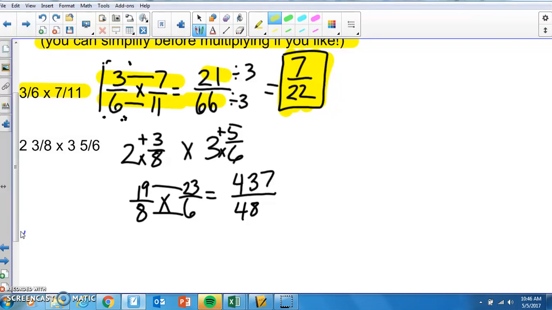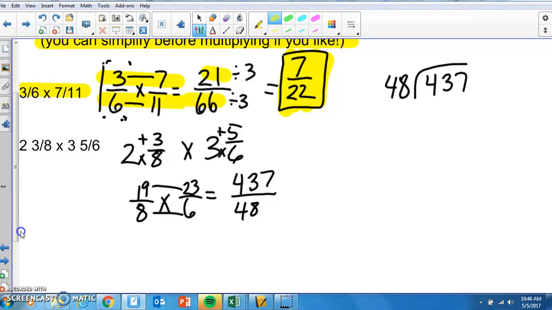So we want to make that mixed. So let's divide 437 over 48. Now, if you use a calculator and divide 437 by 48, that's going to give you a decimal answer. I don't want a decimal answer, I want a mixed number. So I know 48 cannot go into 4, it cannot go into 43, but I know it can go into 437.